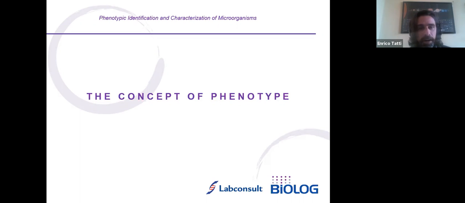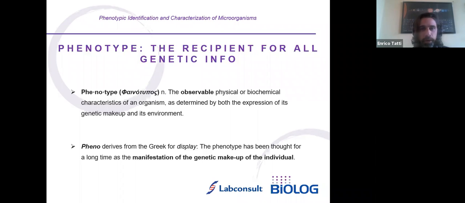So, the concept of phenotype. I think we are all familiar with what the phenotype is, and if we want to give a definition, the best definitions are in our textbooks, and they are still valid, although they need a little bit of updating. Basically, the phenotype is the recipient for all the genetic information, and it's a word that comes from ancient Greek, meaning display. So the phenotype has been taught, for a long time, as the manifestation of all the genetic information or the genetic makeup of an individual, being a human or a plant or a bacterium, it doesn't matter. That's what the phenotype is.